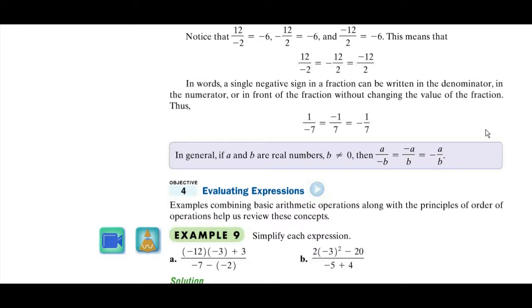Now, another thing they like to mention, I think this is a good point here, where is the negative sign? Well, this 1 over a negative 7, or a negative 1 over a positive 7, or just a negative 1/7. These are all equivalent. This is the preferred way, though. Okay? So that is, you could put the negative sign any of these places. All right, let's do some evaluating of expressions as we move this up here.